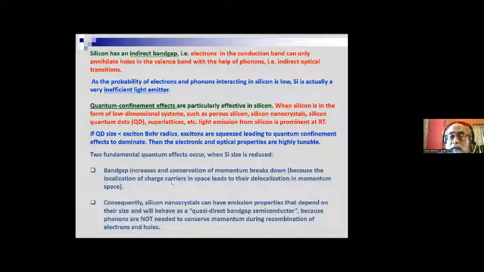So the band gap is increasing and the conservation of momentum breaks down, because the localization of the charge carriers in space leads to the delocalization in momentum space. I'm not going to talk about the momentum space and so on, but I think everybody knows about it. So consequently, silicon nanocrystals can have emission properties that depend on their size and will behave as a quasi-direct bandgap semiconductor. This is an interesting phenomenon: if you can prepare a silicon germanium superlattice structure or a thin multilayered structure, then it can be converted from an indirect to a direct bandgap semiconductor, and we can have a prominent light emission at room temperature.